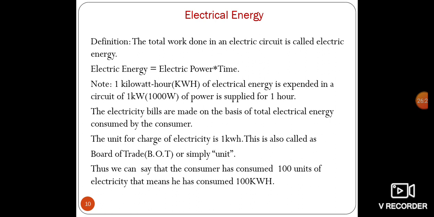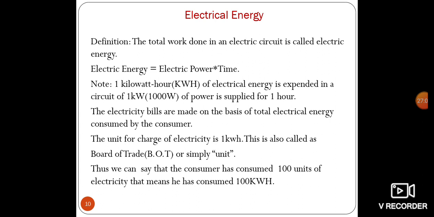1 unit means 1 kilowatt hour of energy is consumed; 1 kilowatt of energy consumed for 1 hour is simply called 1 unit. Thus we can say that if a consumer has consumed 100 units of electricity, he has consumed 100 kilowatt hour. So if 100 units of energy is consumed by a particular electric circuit, load or consumer, it means 100 kilowatt hour of electrical energy is consumed.